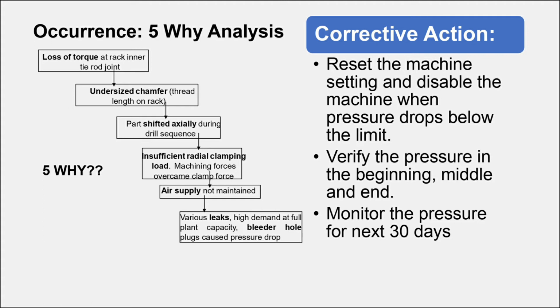Say for example, we have defined 6 bar. So if the pressure goes beyond 6 bar, automatically the machine should stop. That can be one possible action. Then there can be an in-process inspection where we can check the process at the beginning of the shift, in the middle and in the end. And then maybe as a part of monitoring, we can review that pressure for the next 30 days, and after that we can decide whether we need to continue to do that or we can stop that. So these are some of the possible actions that we can take.